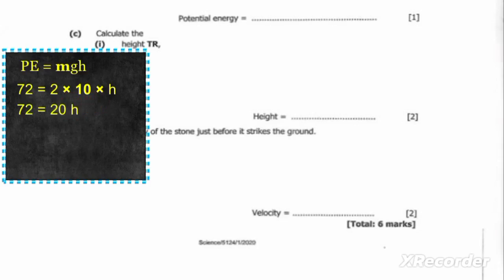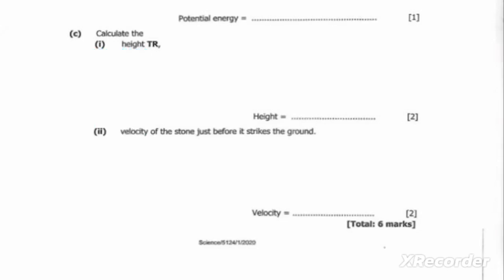2 times 10 is equal to 20, times h is equal to 20h. Here divide by 20, and here divide by 20. Then h is equal to 3.6 meters. 3.6 meters is our final answer. We are done with this question. Now let us shift to the last part of this question, which is question C, Roman numeral 2.